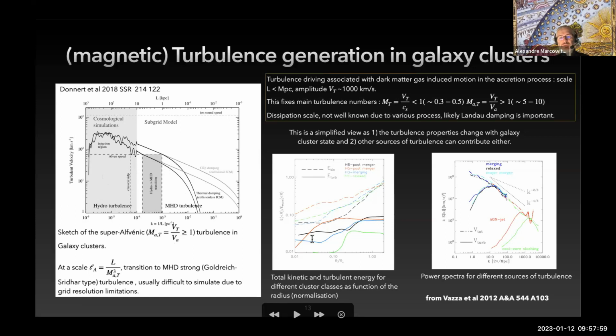Another difficulty with the turbulence in clusters is that it evolves with the type of the cluster. Here you have different types of cluster, merging, relaxed, or post-merging, and it evolves with the cluster radius. You also have different sources of turbulence. You can have the turbulence injected through gas infall, but also AGN jets can inject some turbulence at smaller scales, or higher k here.